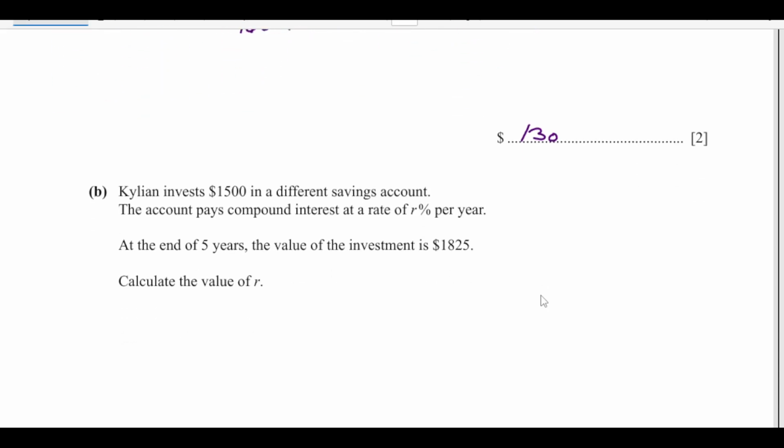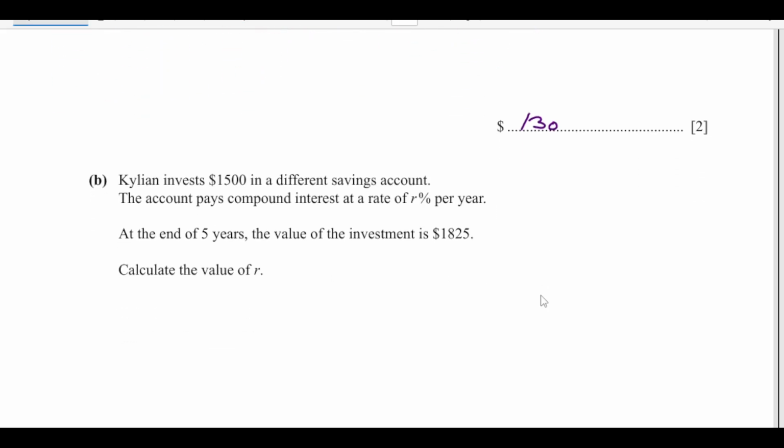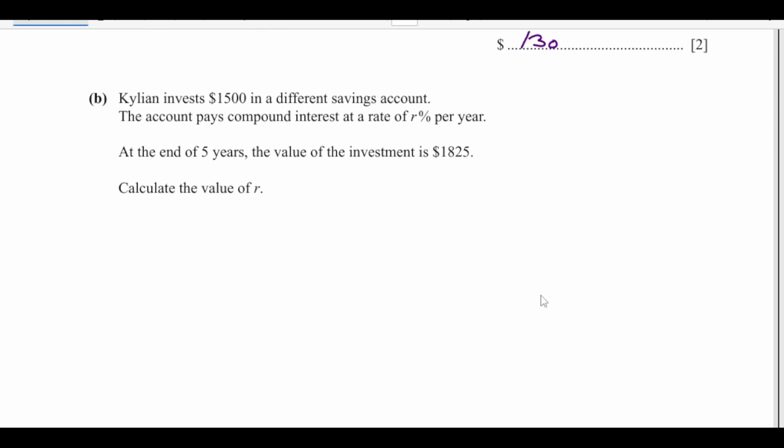Now, part B. Kellen invests $1,500 in a different savings account. The account pays compound interest at R% per year. At the end of 5 years, the value of the investment is this. We know the formula for the value of the investment is V equals P times (1 plus R over 100) to the power n, which is the number of years, right.